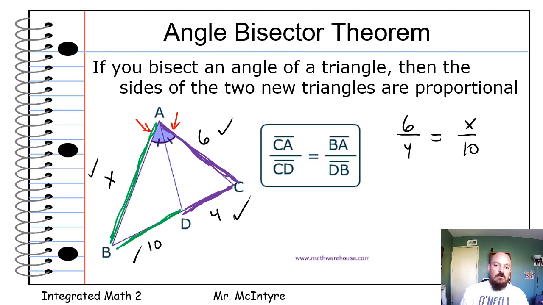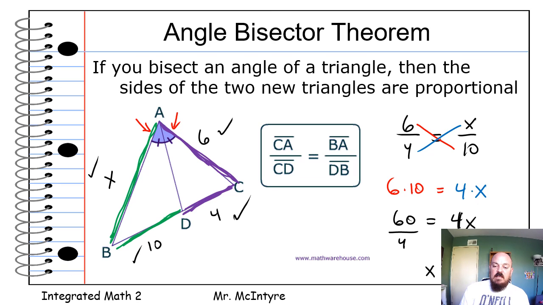And now we can solve for the fourth time today using cross multiplying. So I have 6 times 10. I have 4 times x. And I finish the question. 6 times 10 is 60. 4 times x is 4x. We divide both sides by 4 to cancel out the 4. And x ends up equaling 15 for this one. 60 divided by 4 is 15.